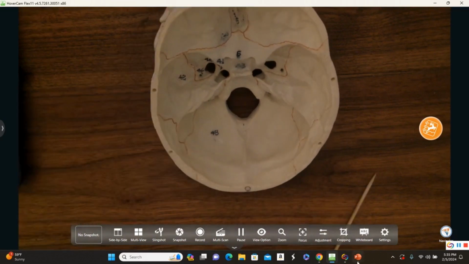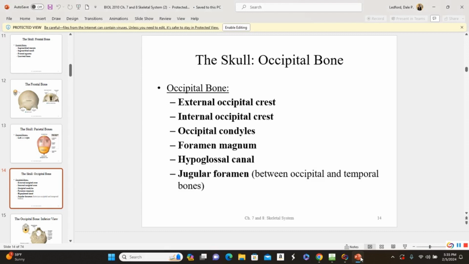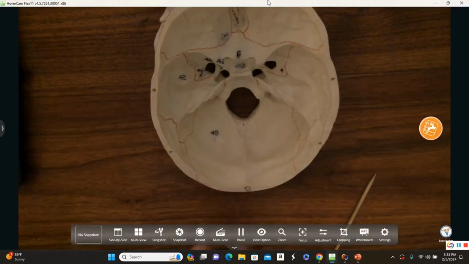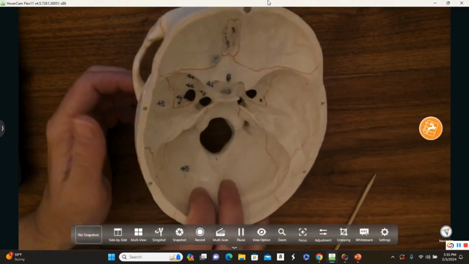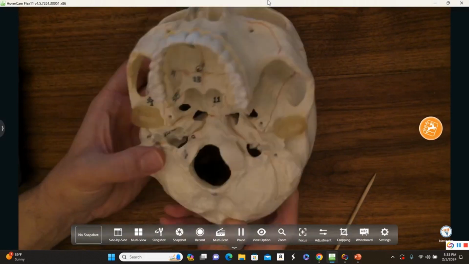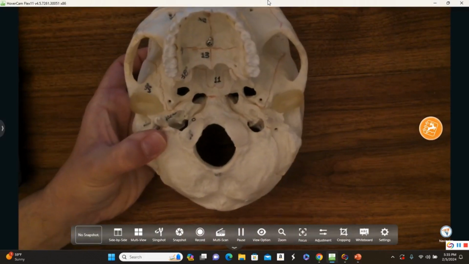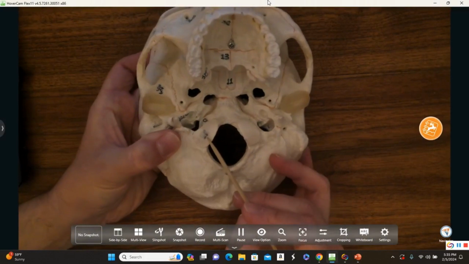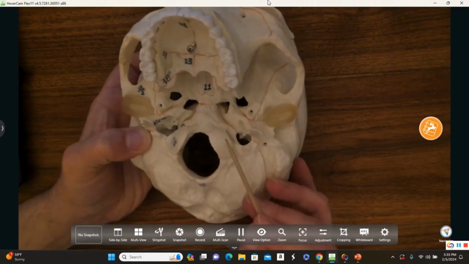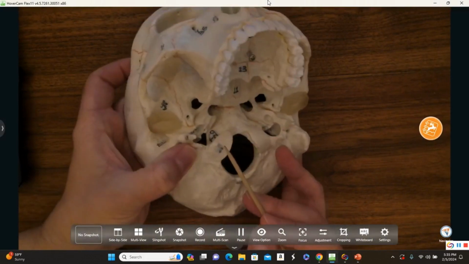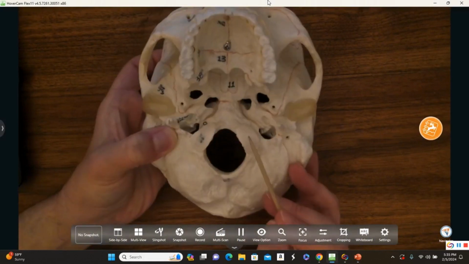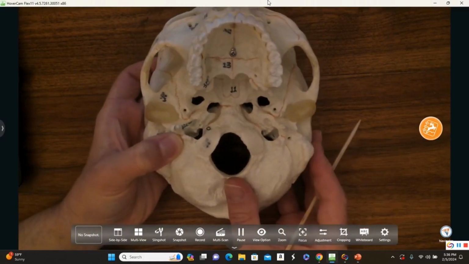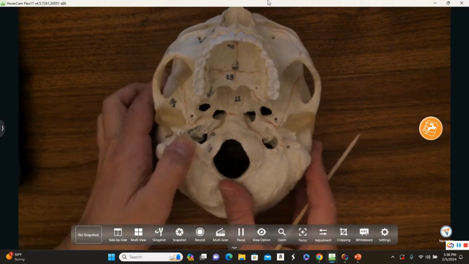All right. Next, we want to turn our attention to the occipital condyles. To find them, what we want to do is turn the skull back over, looking at the bottom where the big hole is. Find the big hole, and on both sides of the big hole, here and here, here and here, we have occipital condyles. These are for articulation with the first cervical vertebrae.